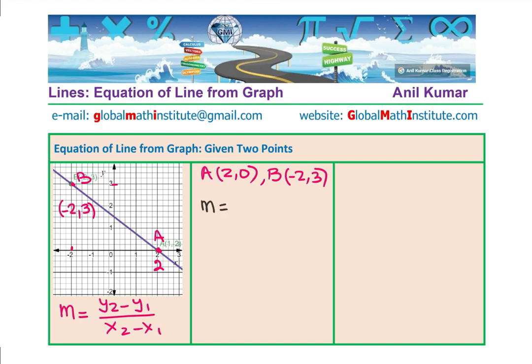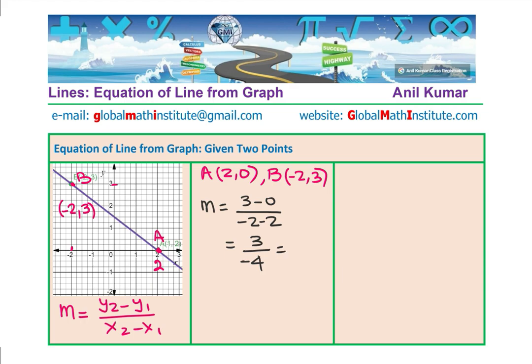So slope is y2 minus y1. I've written the point here, so B will be my second point. So I'm doing 3 minus 0 over minus 2 minus 2, right? So minus 2 minus 2. That gives me the slope: 3 minus 0 is 3, and that is over minus 4.